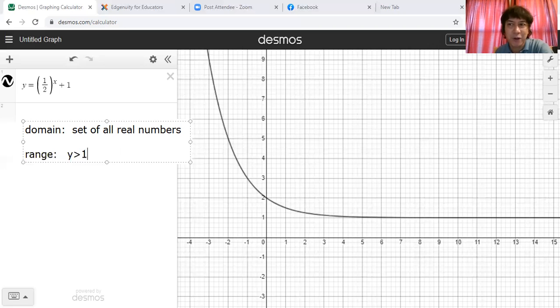And that will be it for our examples. I hope you were able to learn how to determine domain and range for exponential equations or exponential functions. And that will be all for our discussion for this. We're going to have the logarithmic next time.